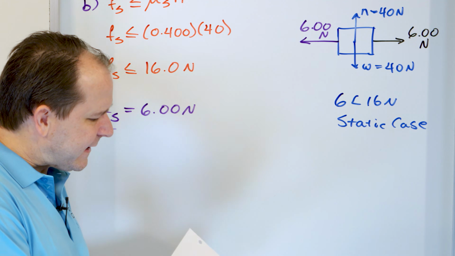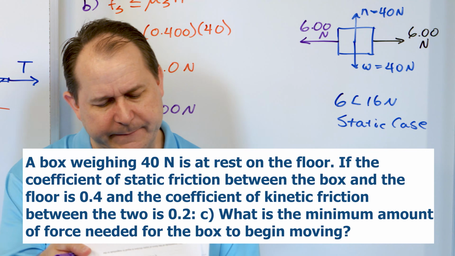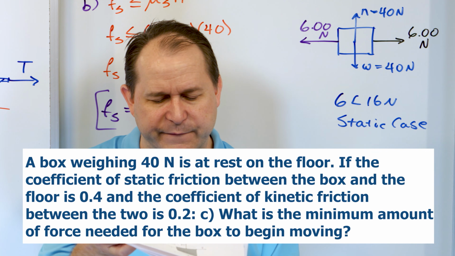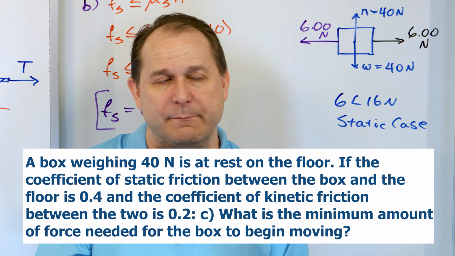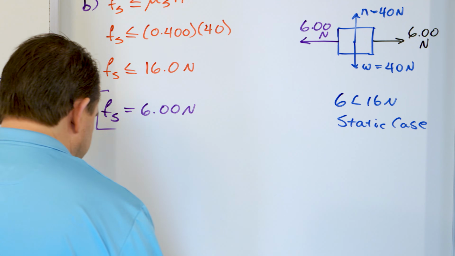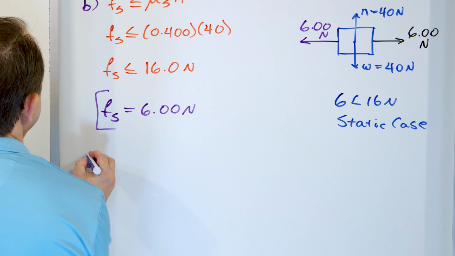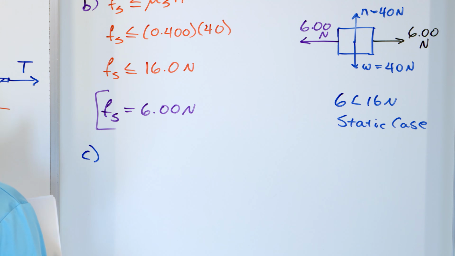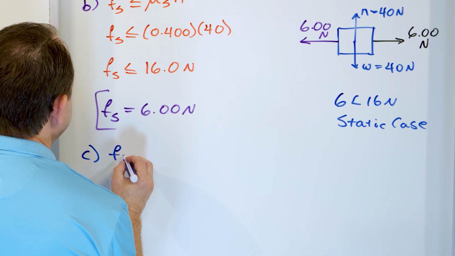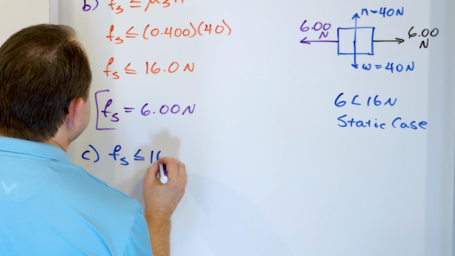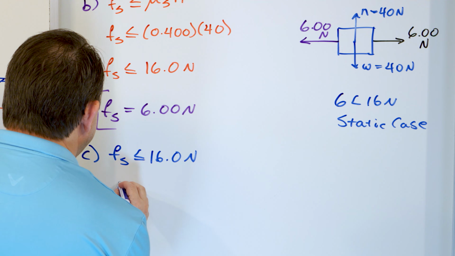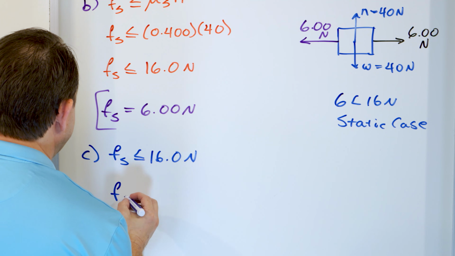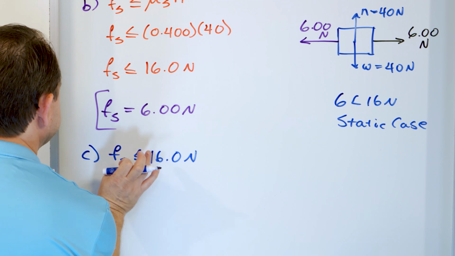All right, now let's read part number 3. What is the minimum amount of force needed to be applied to the box of bananas for it to begin moving? We basically just talked about the answer, just in passing there. Since we know that the static frictional force is less than or equal to 16 newtons, then what we know is basically that the pull in the x direction, let me put a capital F here.